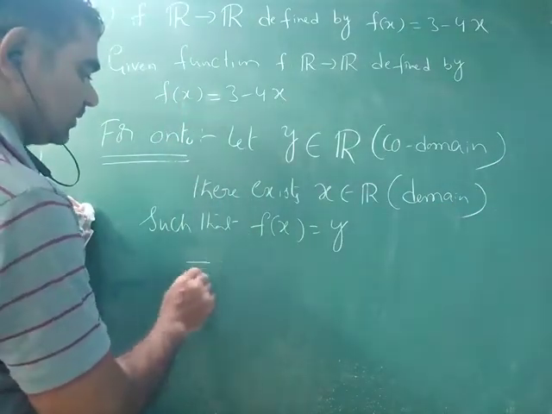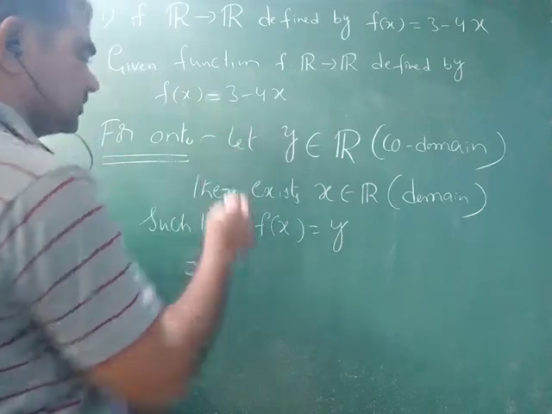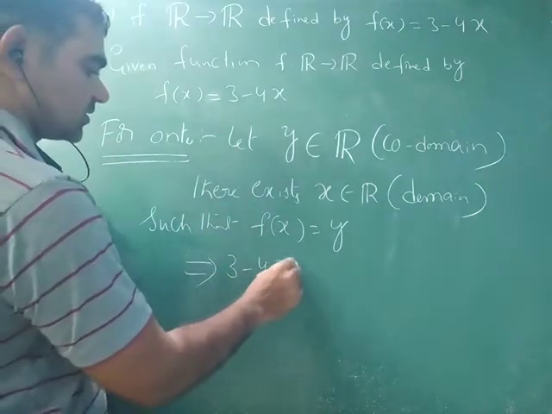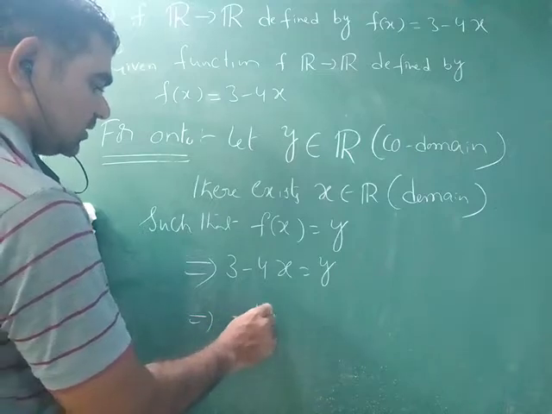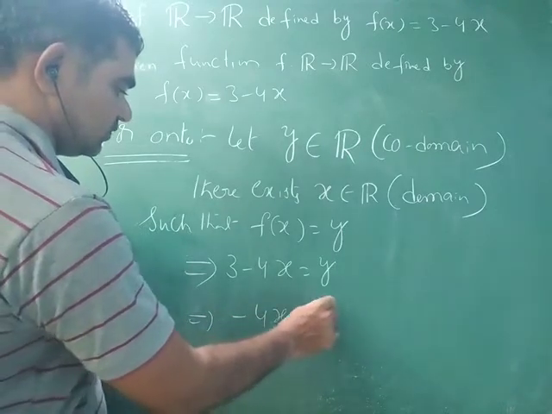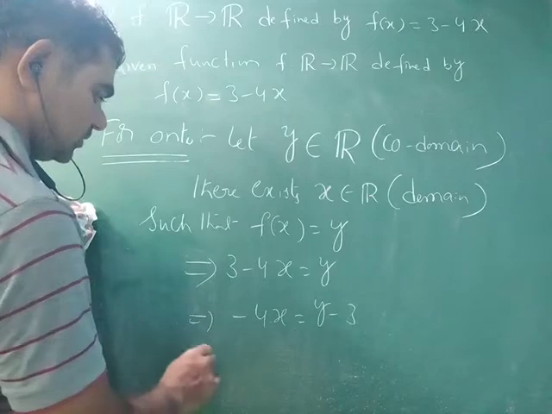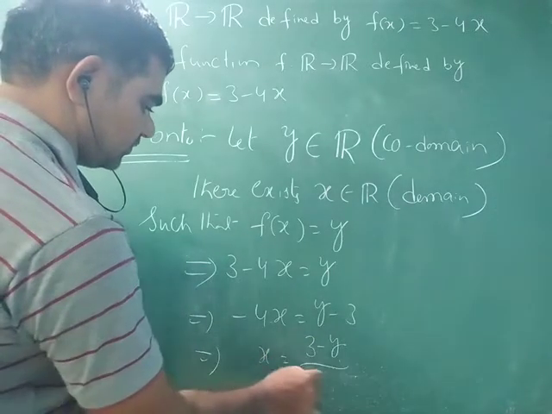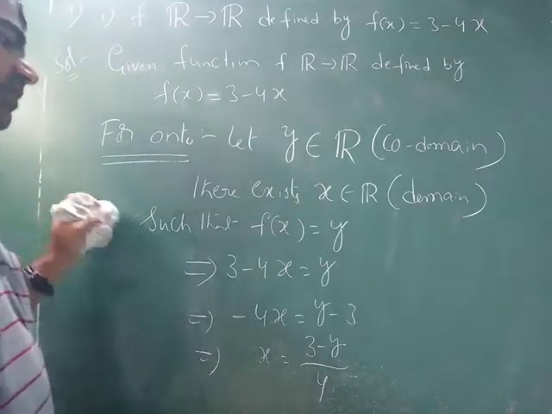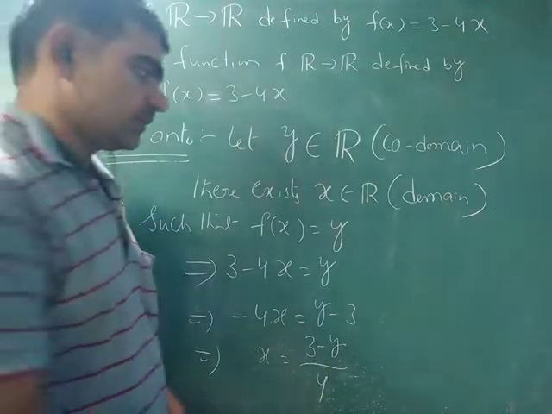So according to the definition of the function, 3 minus 4x is y. So minus 4x is y minus 3. So x is what now? x is equal to (3 minus y) by 4.